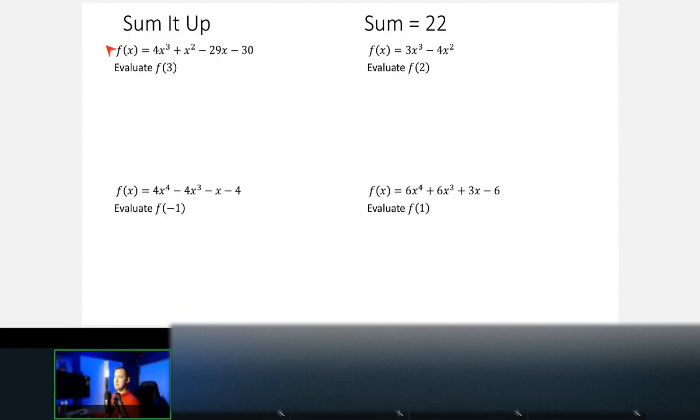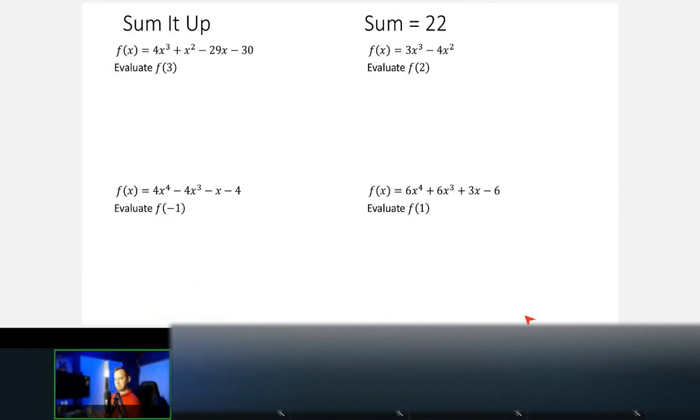All right, let's try these 4 examples. I'd like you to evaluate all 4 of these synthetically. Now, if you want to do both ways, do it synthetically first and then just plug and chug, see if you get the same answer. But when you have all 4 answers, add up all 4 answers and you should get 22. If you don't get 22, it means one or more of your answers are wrong. Does that make sense? The sum of all 4 answers should be 22. That's a good way to check. So you finish, you add them all up, you get 22, you probably did them all right.